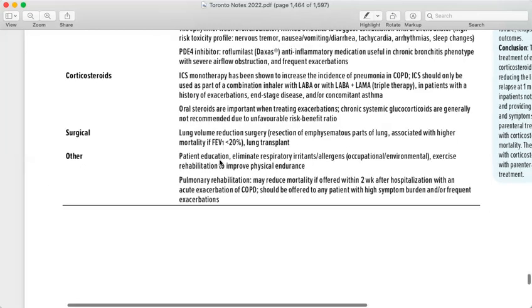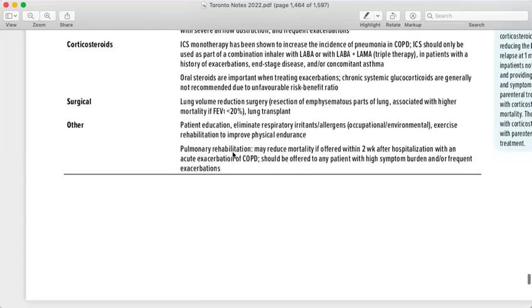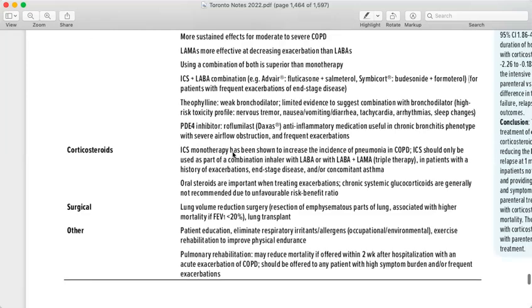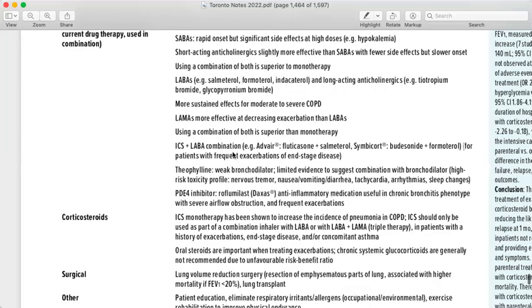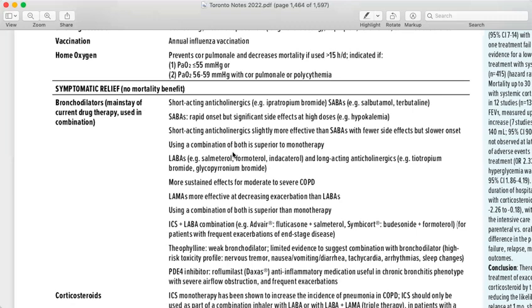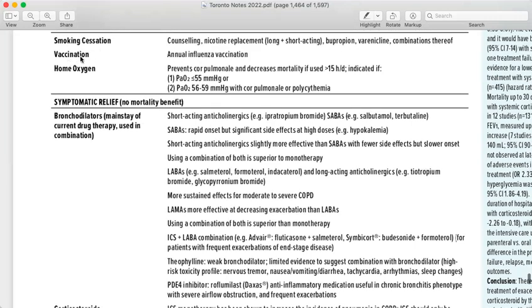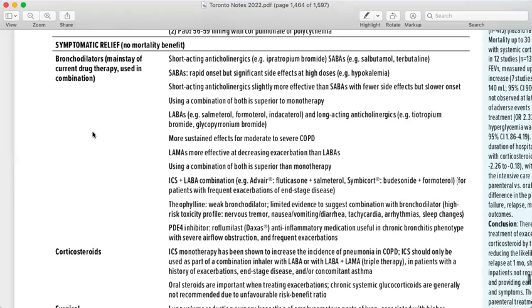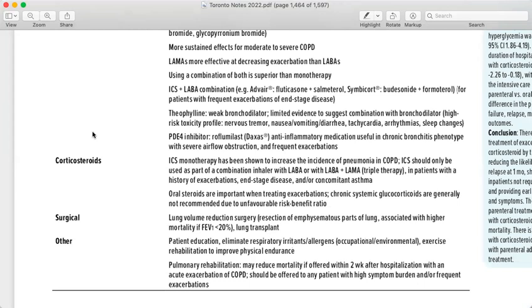Others: patient education, eliminate respiratory irritants or allergens, like occupational exposure if the person is exposed to certain conditions, exercise rehabilitation to improve physical endurance, and then pulmonary rehabilitation. Now, if they ask what is the only thing that you would do, that would be smoking cessation. If they ask in the CDM question to write 3 or more, then you are going to start with smoking cessation, vaccination, home therapy, and then SABA. And on the basis of whether the person is having exacerbation, then you go for LABA.